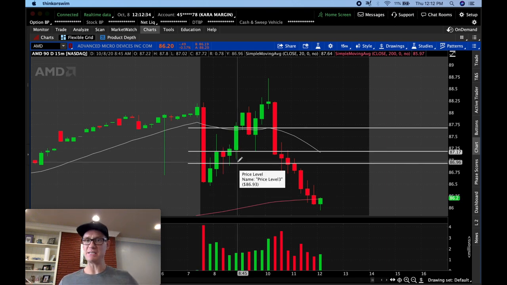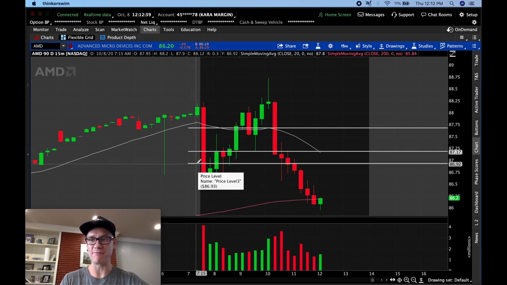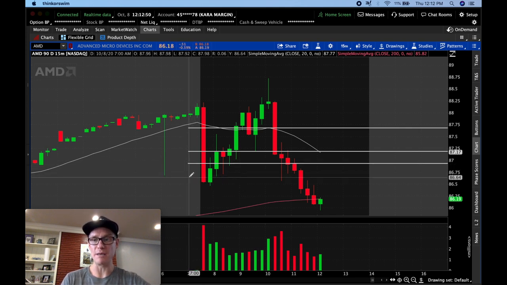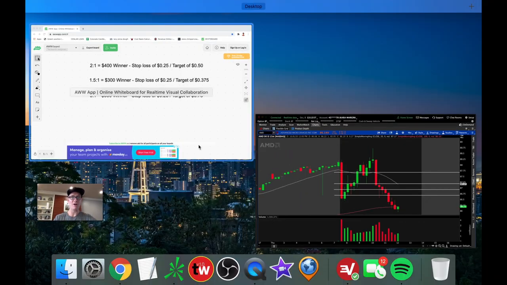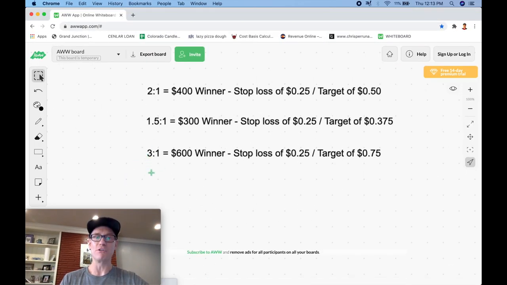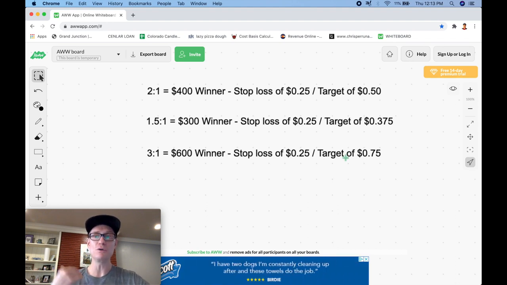And just to kind of freestyle here a little bit, you can see from there, if we went another 25 cents from 86.93, 86.68 would be another R. There it is. So this technically would have gone 4 to 1. So back over here, we were just looking at 3 to 1. This would have also hit 4 to 1, which would have been an $800 winner. Would have had a stop loss of 25 cents and a target of $1. So you can see the progression of this.